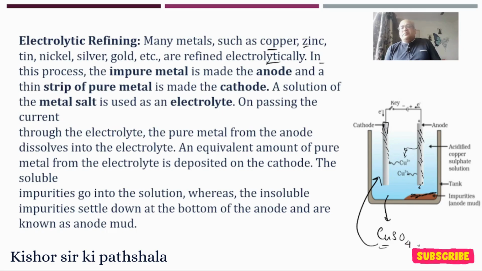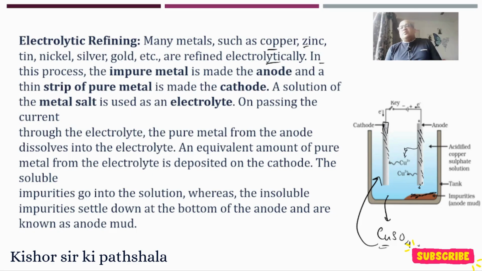Okay, a very simple process where you are taking the anode as an impure metal, and a strip of a pure metal as the cathode, right? And the electrolyte has to be taken as that of a metal salt. Okay, so we are taking it.